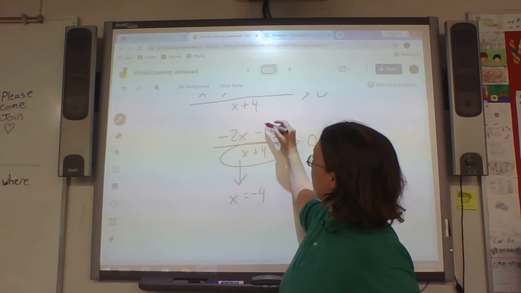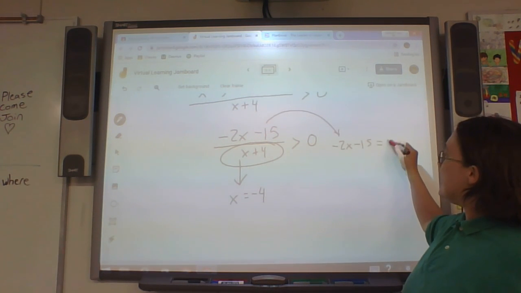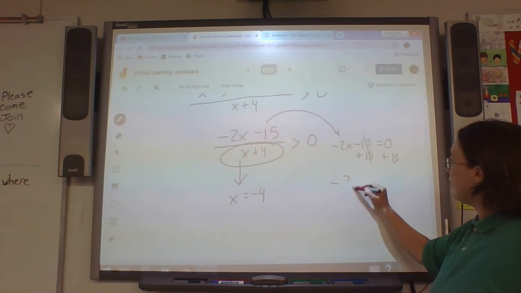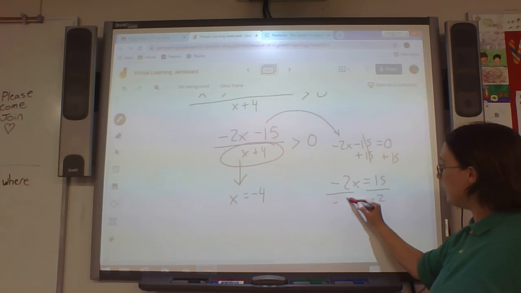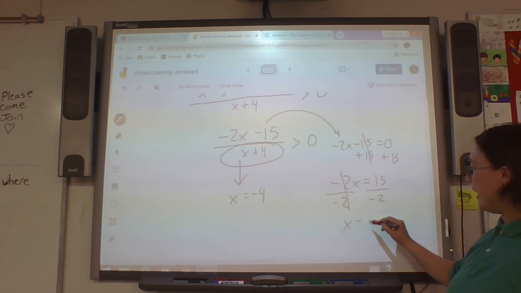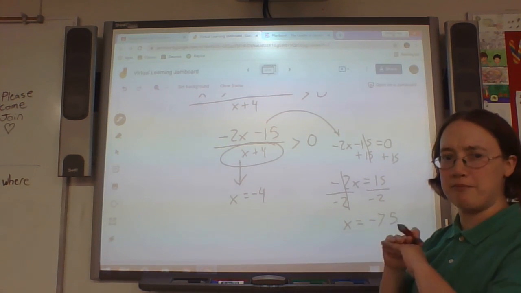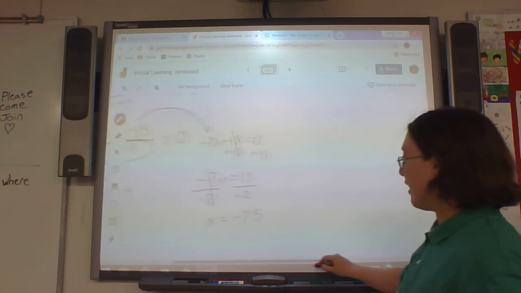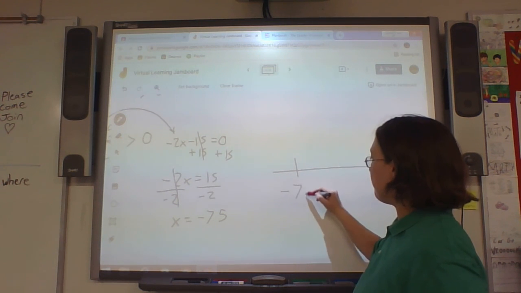And our x-intercept is coming from where negative 2x minus 15 equals 0. We're going to add 15. These are gone. And we're dividing by negative 2. Which gives you a negative 7.5, or if you leave that as negative 15 halves, that's fine. Okay, so those are our 2 points on our number line. So we've got a negative 7.5, and we've got a negative 4.